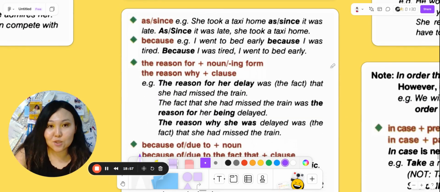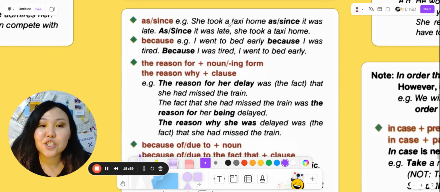So, and as usual, examples. As, since: she took a taxi home as it was late. Or since it was late, she took a taxi home. Or as it was late, she took a taxi home. And here we are showing the reason why she did it.